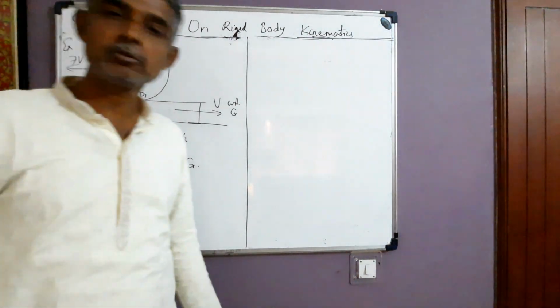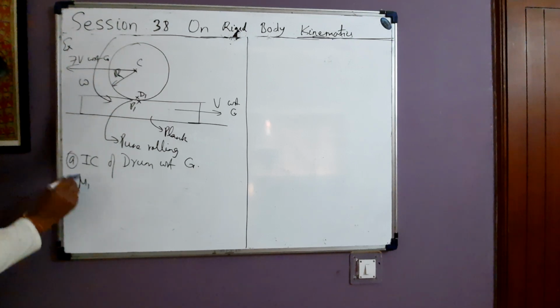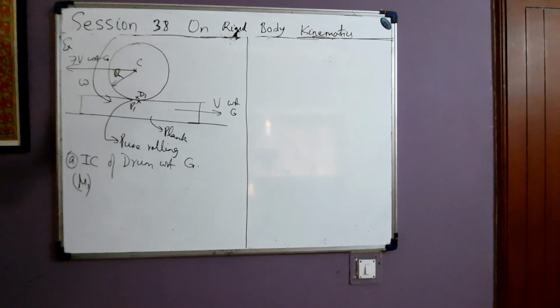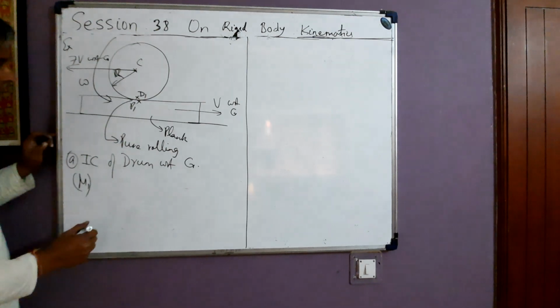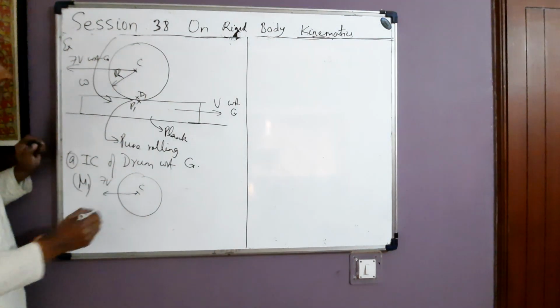IC of drum with respect to ground. Now this also will be solved by different methods. Okay. So method 1. Method 1 is this. See, center of drum is moving leftward at a speed 7v.